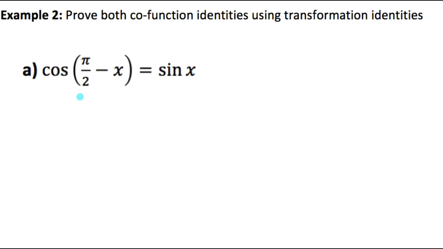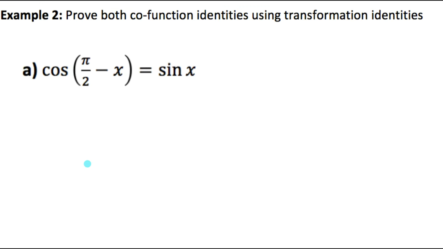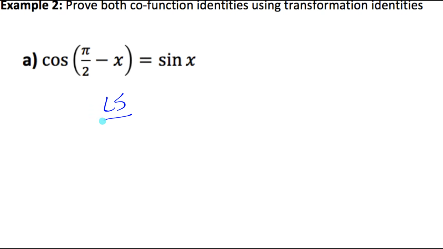Okay, we just came up with this cofunction identity. Pi over 2 minus x and x are complementary angles. They would add to pi over 2. So we know that their cosine and sine ratios are equal to each other. I'm going to prove this to you, not geometrically like I did over here, but I'm going to prove it to you algebraically, going through a proof using the transformation identity. So I'll separate into left side, right side.